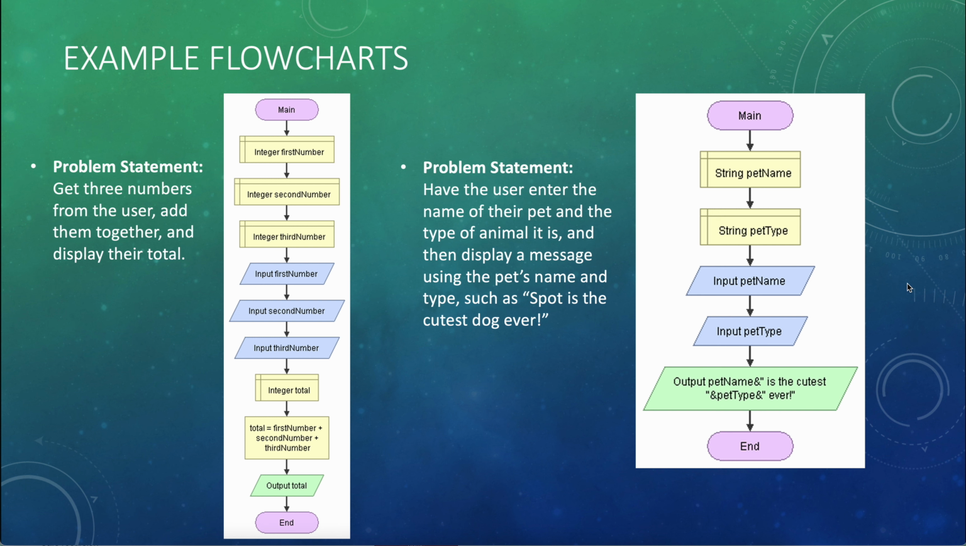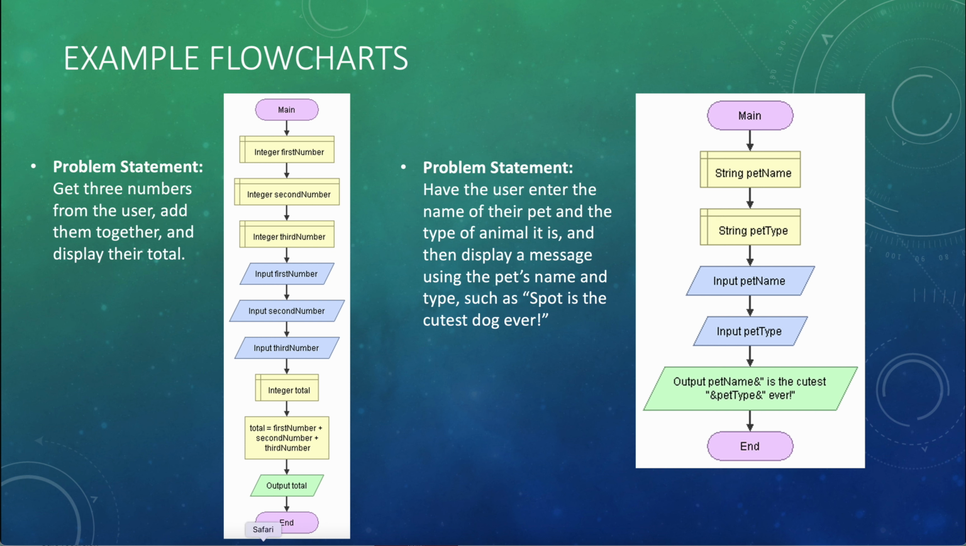So here are two example flowcharts based on the two problem statements that we looked at earlier in Module 1. The first one is for the problem statement, get 3 numbers from the user, add them together, and display their total. The other is have the user enter the name of their pet and the type of animal it is, and then display a message using the pet's name and type, such as Spot is the cutest dog ever. On this slide, when you download the PowerPoint, you can use this as a reference, but we're actually going to look in Flowgorithm at how we would create each of these flowcharts based on the problem statement.